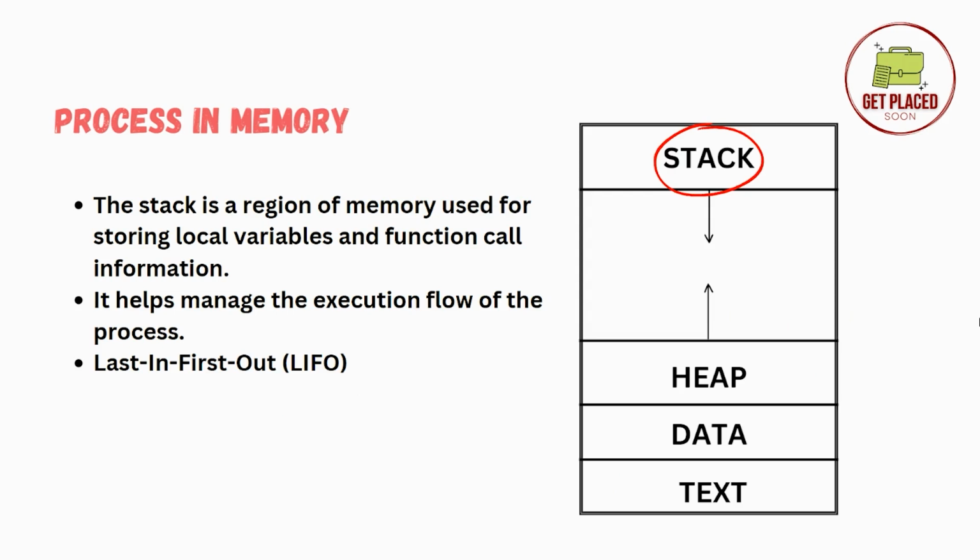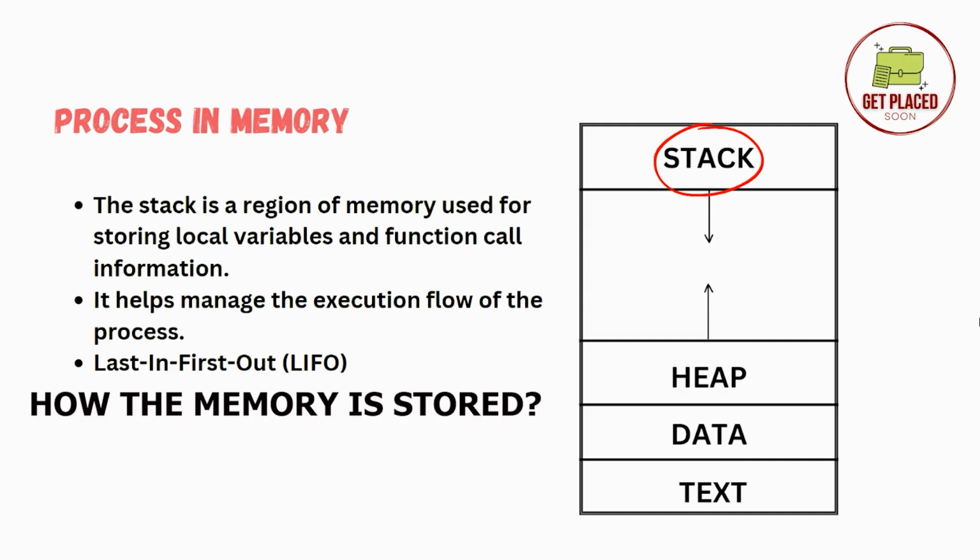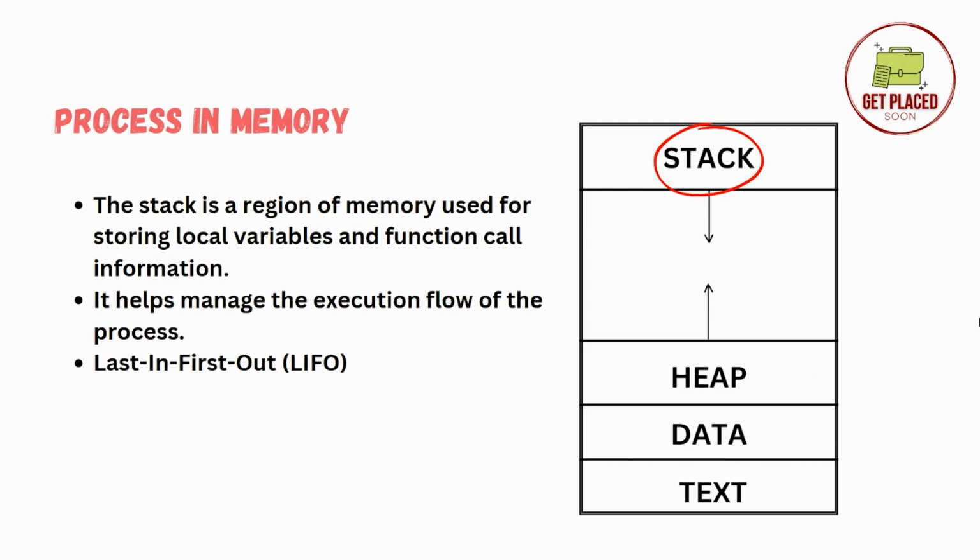Moving ahead, now let's understand how a process is laid out inside memory. A process is nothing but a program in execution. During execution, how is the memory stored, how is everything working? Now let's understand. There are four major components: stack, heap, data, and text. Let's start from the stack, and understand how these four components are placed and designed.